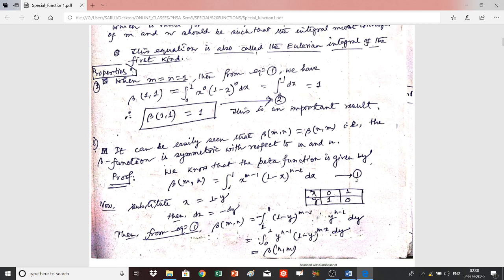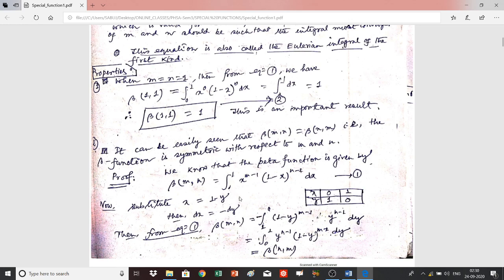I have written it already. It has been given an equation number, so I have written it as 1. Now let us substitute x equal to 1 minus y. So now change the limits of integration.